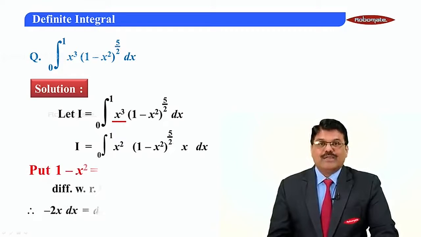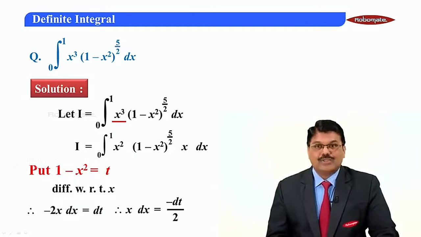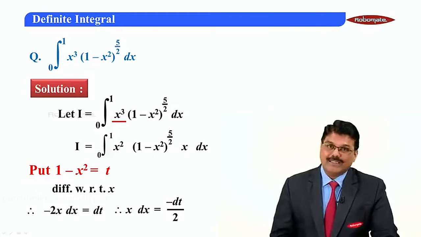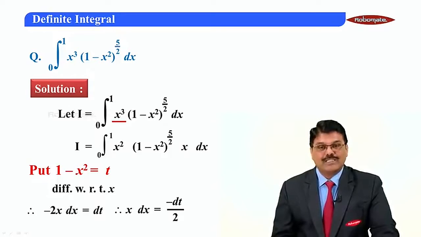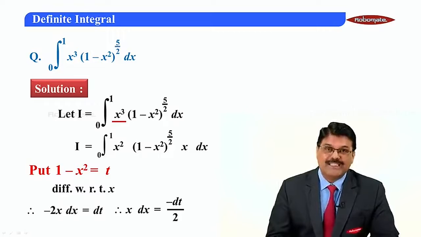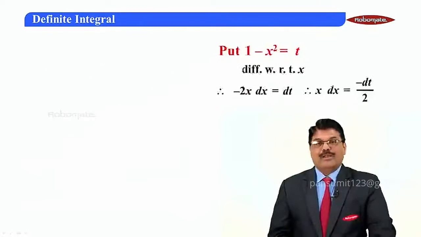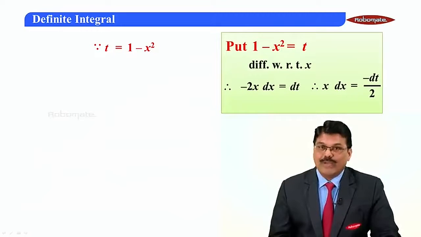Now, we will consider this 1 minus x square as t, right? So, that x square will become 1 minus t. Let us differentiate 1 minus x square. That becomes minus 2x dx is equal to dt. Therefore, x dx can be written as minus dt by 2. Now, let us change the variable. And t is equal to 1 minus x square.